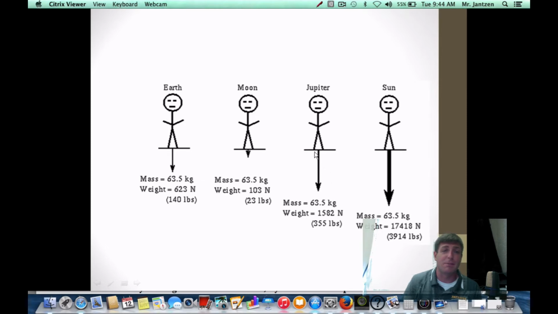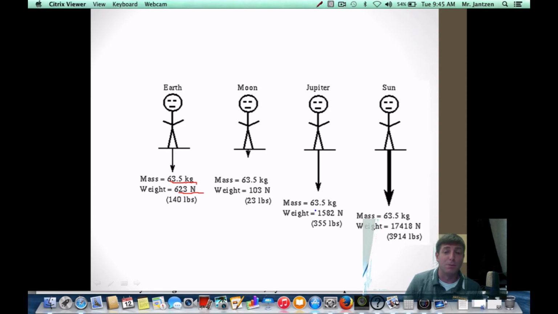Once again, just some more examples of what we have on here. We have a person on Earth with a mass of 63.5 kilograms, and his weight is about 623 newtons here on Earth. That's about 140 pounds. That same person's mass is still 63.5 on the Moon. Once again, he's made up of the same amount of stuff, but his weight is going to be about 103 newtons. Because the Moon has less mass, it has less gravitational pull, so the weight is going to be lower on the Moon.